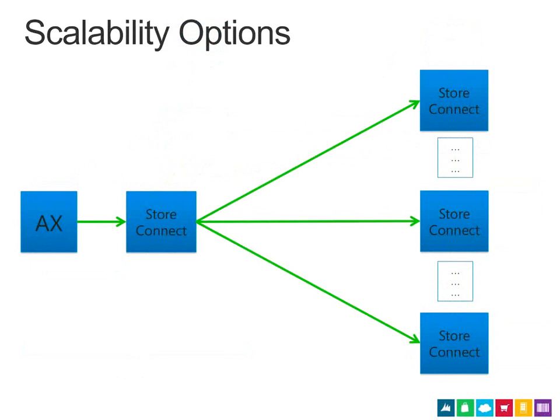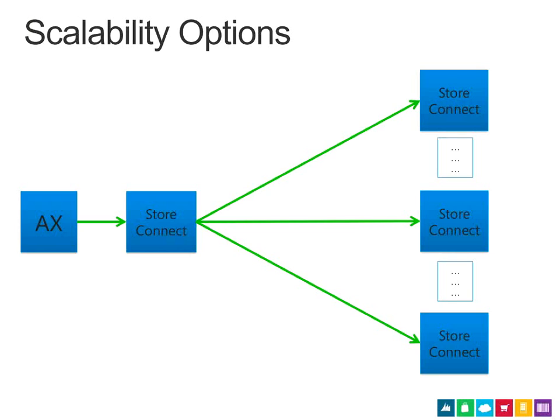So with that, I guess we're talking a little bit about some of the scalability options that are available in terms of how you could configure Store Connect. This is showing a very simple setup. You have one Store Connect at the HQ and then one Store Connect for each store that is out there.